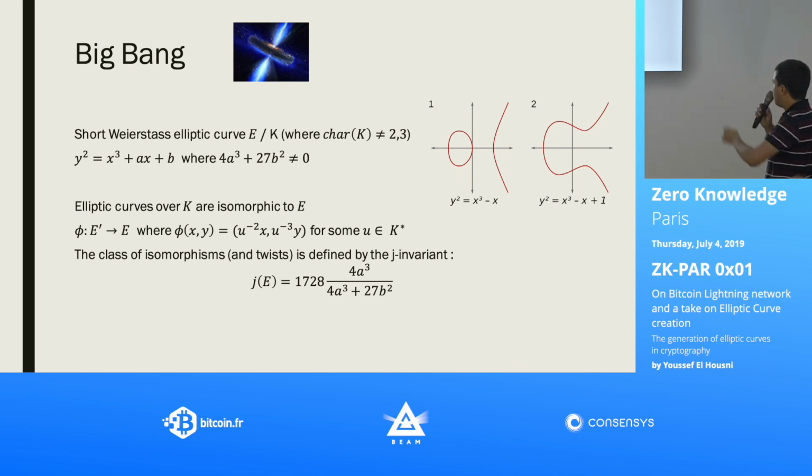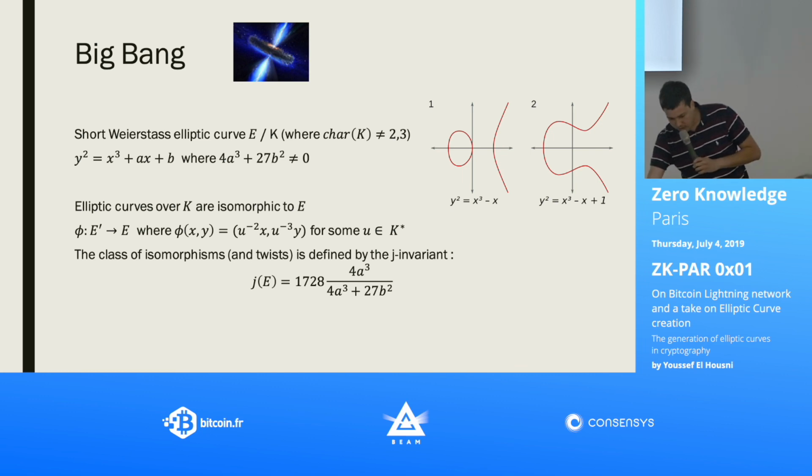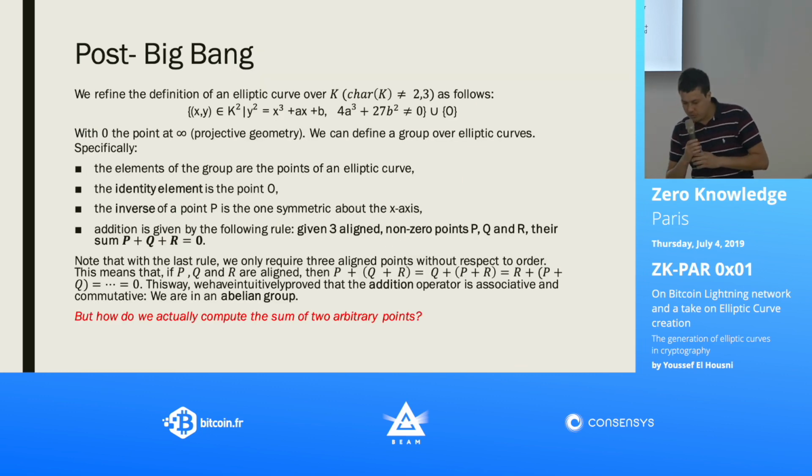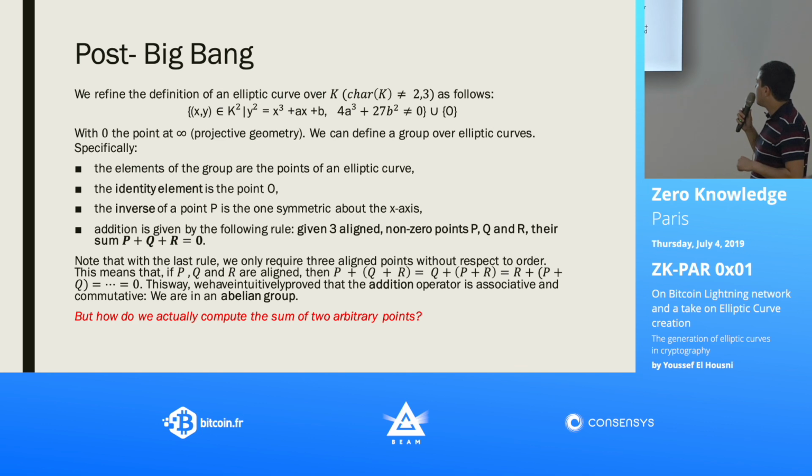So here I'm just giving some information about how we can characterize this elliptic curve, so the J invariant, but we're going to talk about this later. So now we have elliptic curves. So we define a law on this elliptic curve. So here, an addition law.